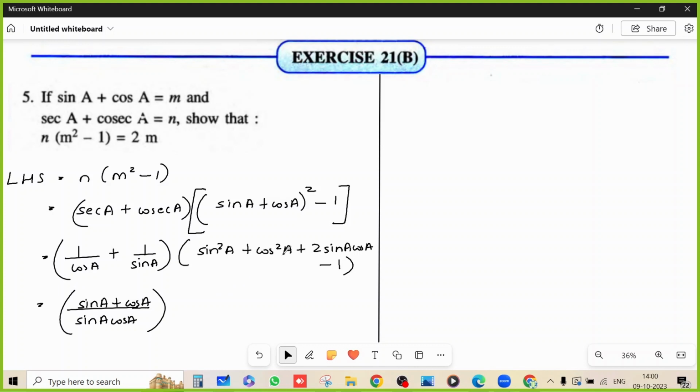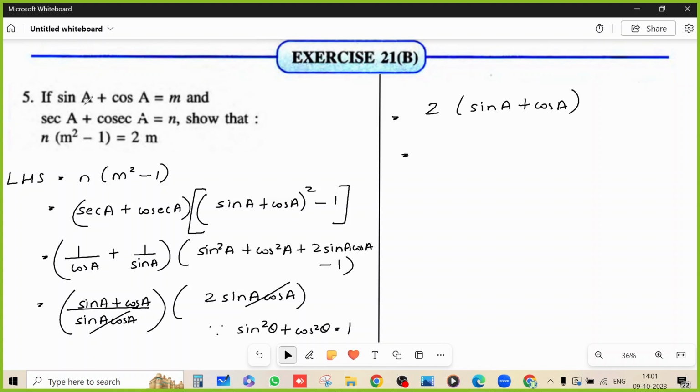Now we know that sine square A plus cos square A is equal to 1 by the trigonometric identity. So this will become 1, but it will get cancelled with minus 1. So we are left with 2 sine A into cos A here. The identity that we had used is sine square theta plus cos square theta is equal to 1. Now sine A cos A and sine A cos A will get cancelled out, and we are left with 2 into sine A plus cos A, and this is equal to m. Therefore we can replace it with m, and this is equal to the RHS, and hence we have proved that the left hand side is equal to the right hand side.